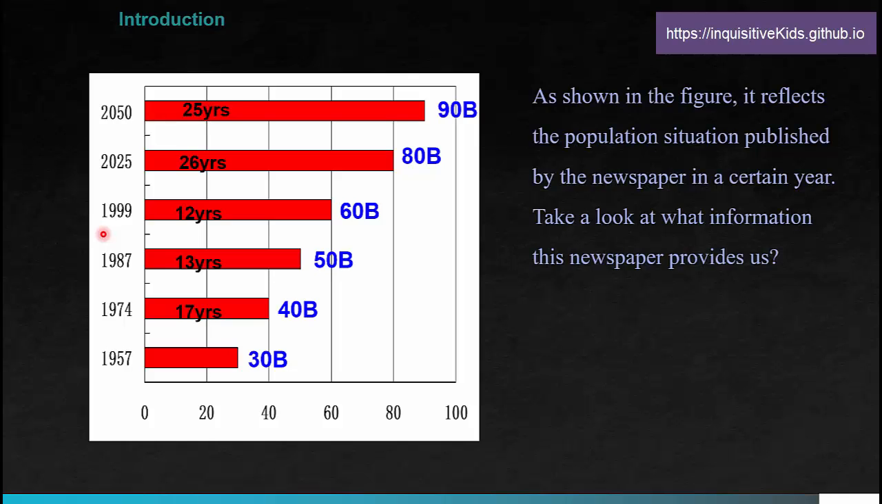Well, for me, I definitely see a growth of population starting from the year 1957 all the way to the future 2050. And this bar graph right here, since it has many different bars, it is very easy to compare the different quantities of data this is showing.